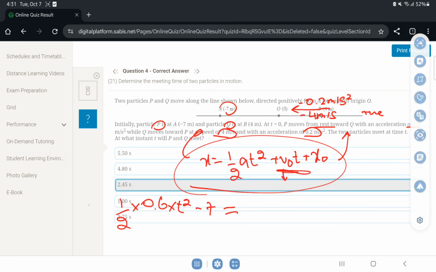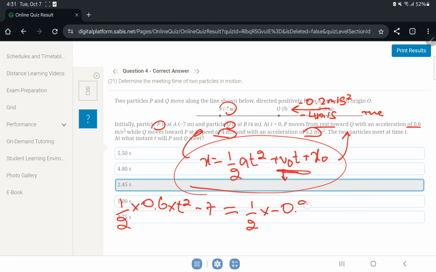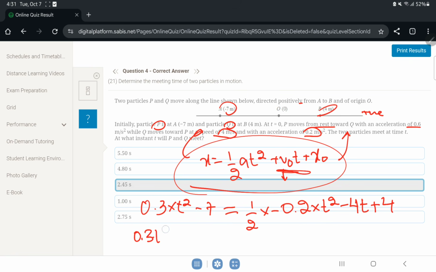Make it equal to 1 over 2 times -0.2 times t squared plus v initial t. V initial we made it was -4, so minus 4t plus the x initial is 4. Now simplify this, you get 0.3 t squared minus 7 is equal to -0.1 t squared minus 4t plus 4.